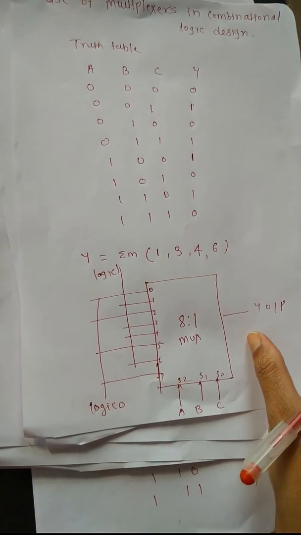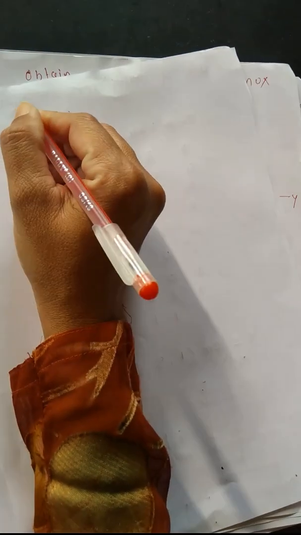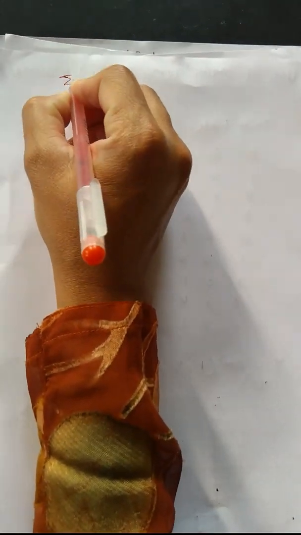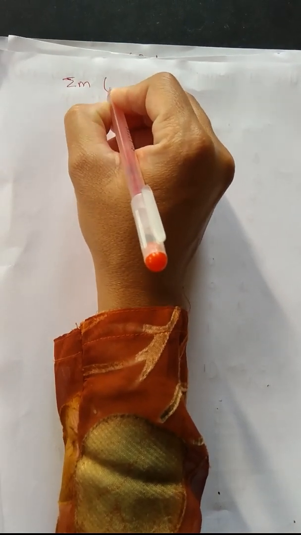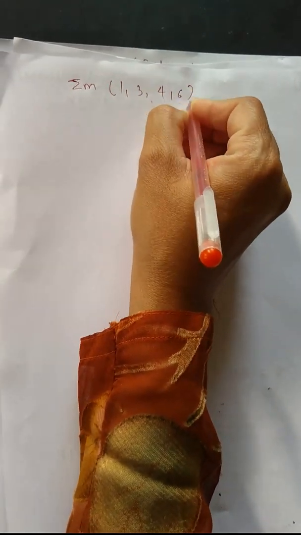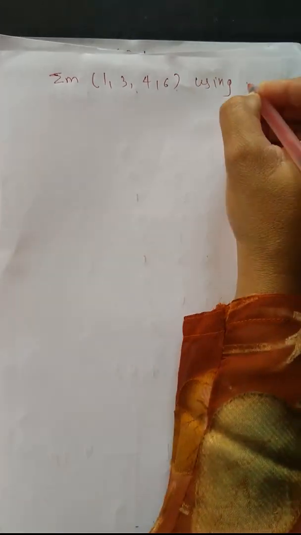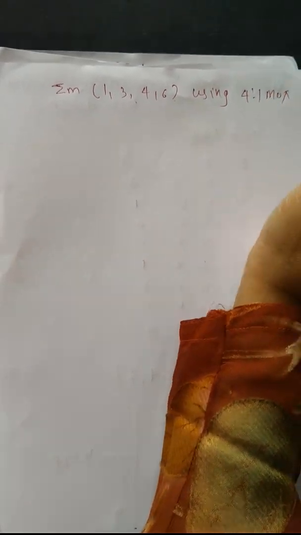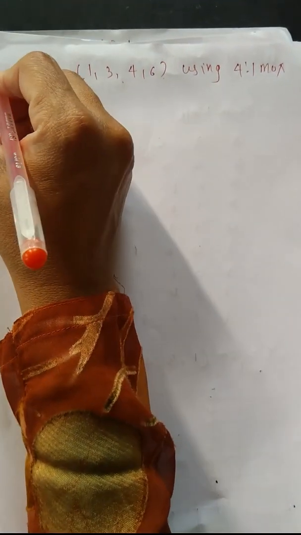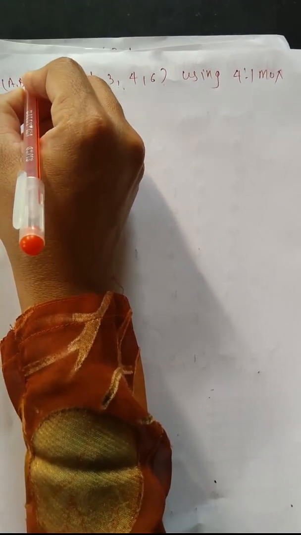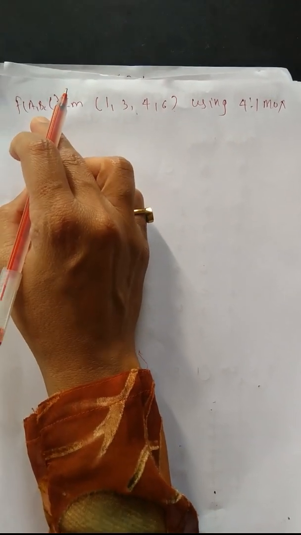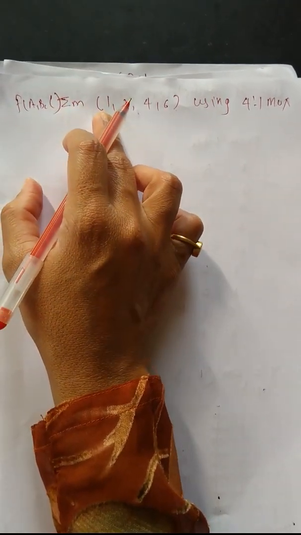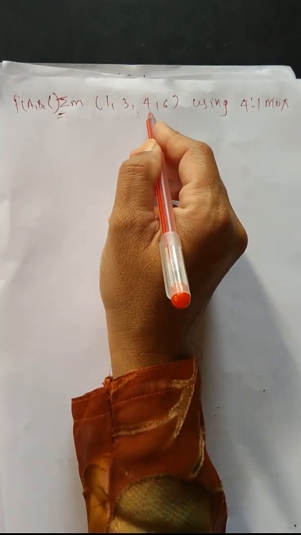Truth table is given. If there is an implementation of the function, the expression is given, summation m, minterms are given 1, 3, 4, 6, and here we use a 4:1 multiplexer for this logic function. There is F of A comma B comma C. F of A comma B comma C is equal to summation m 1, 3, 4, 6.